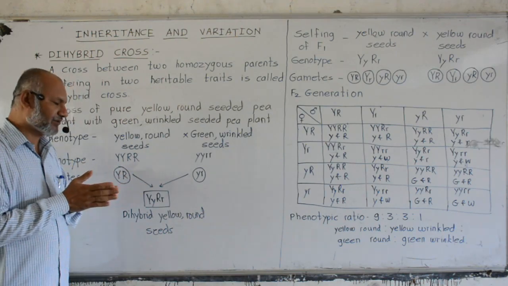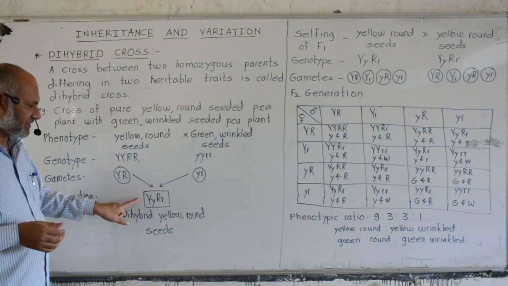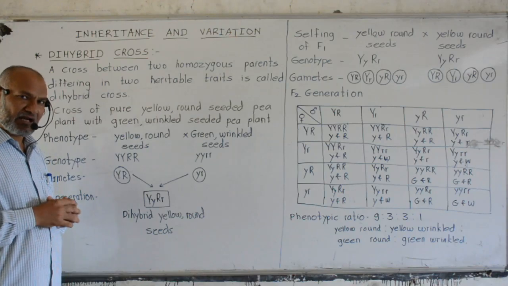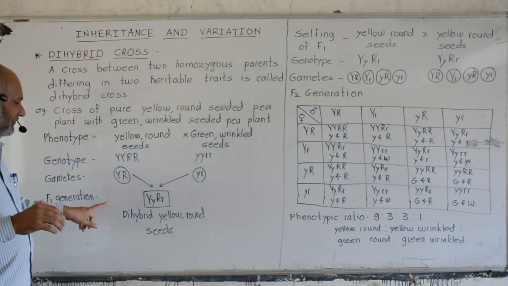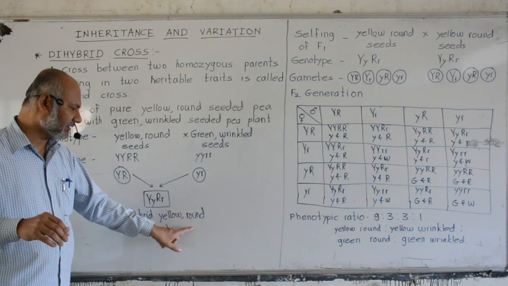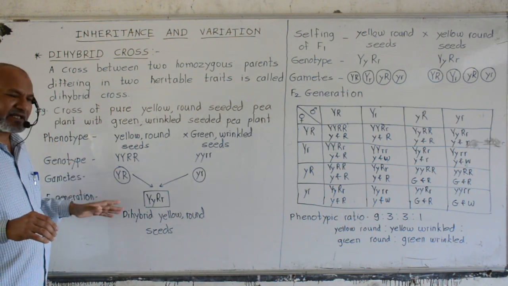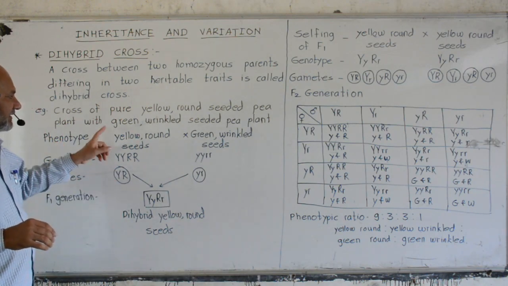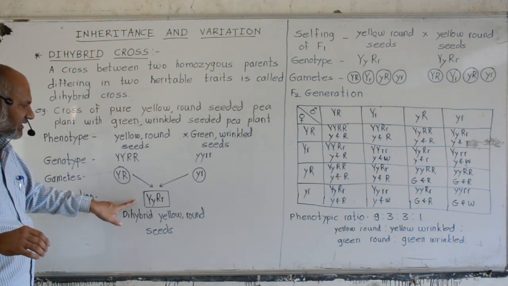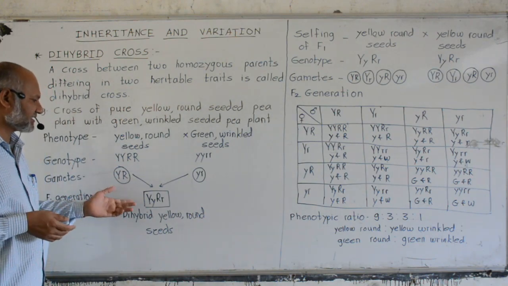When these gametes fuse and form F1 generation, the genotype of F1 generation is capital Y small y, capital R small r, and the individuals of this F1 generation are dihybrid with yellow and round seeds. Here, the law of dominance can be explained: the character which appears in F1 generation is dominant. The character which gets suppressed in F1 generation is recessive.